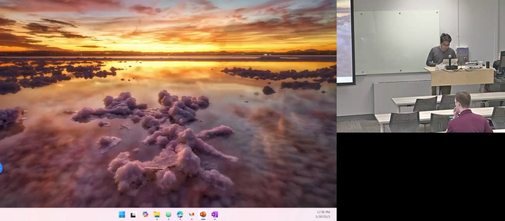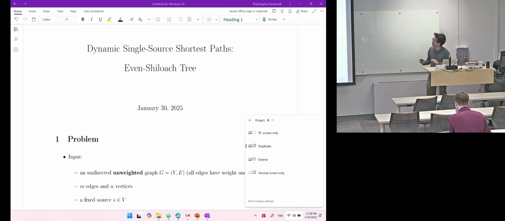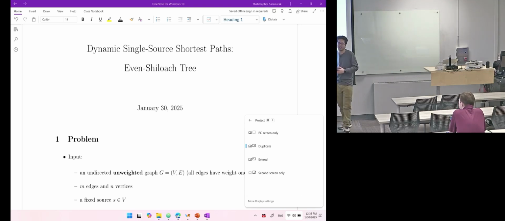And for the next topic, I will talk about dynamic shortest path. This is a dynamic single source shortest path problem, like Dijkstra. The algorithm is called the Even-Shiloach tree. It's one of the most influential algorithms in the area of dynamic algorithms.